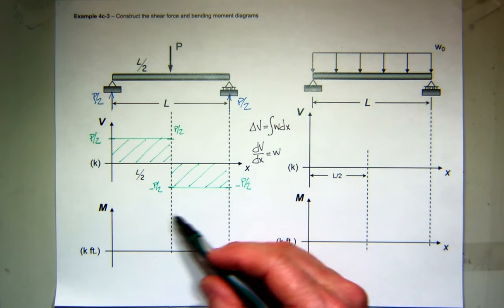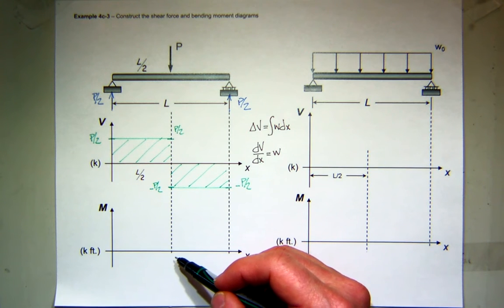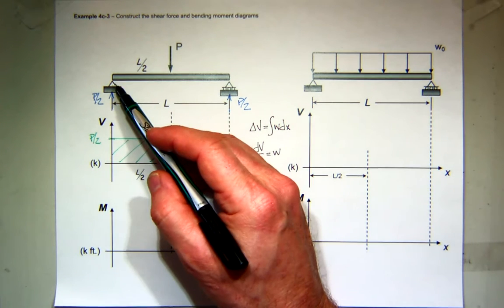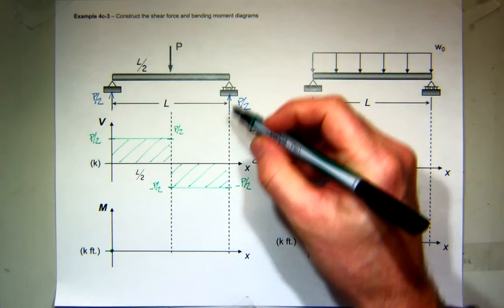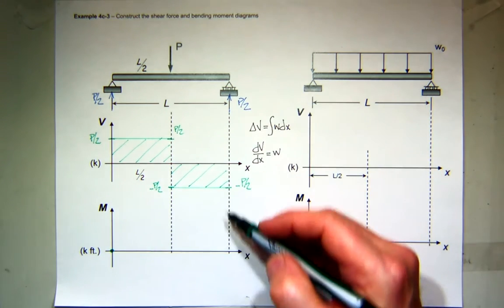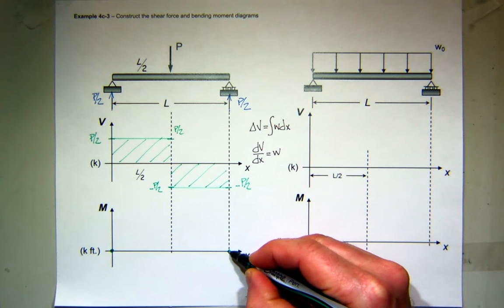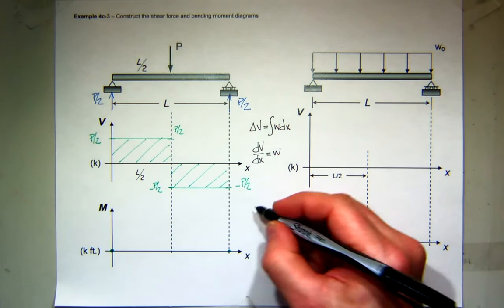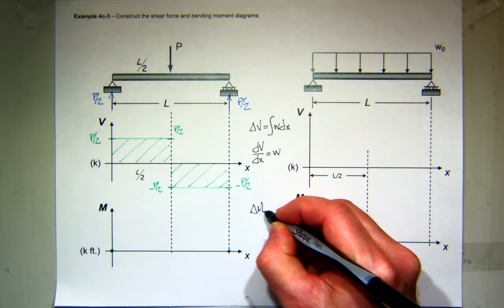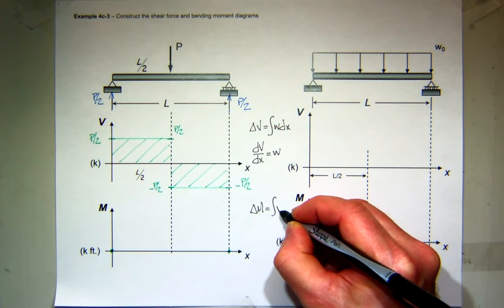All right, let's do the moment. Do I know the moment anywhere? What's the moment here? 0. What's the moment here? 0. Not much of a curve, is it? Well, something happened between those 2 points. And remember that we know the change in moment is the area under the shear diagram.